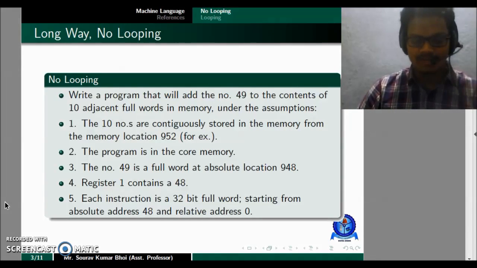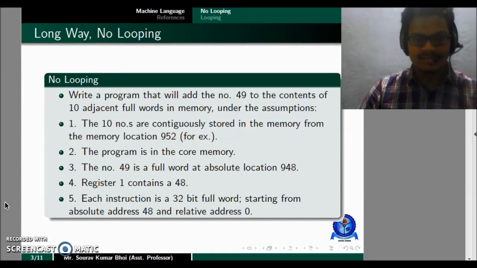So here, no looping. Here there is an example where in a memory location a number 49 is there, and the number 49 is added to the next 10 numbers. Suppose a number 100 is there, then 49 is added to 100 and 149 is stored in that location. So serially we have to add the numbers from that location till the 10th location. So that is the program to write.